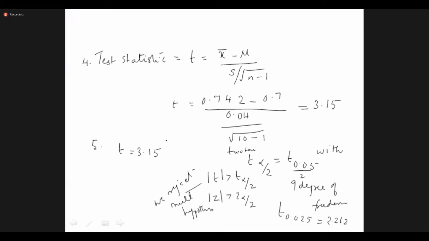Since 3.15 is greater than 2.262, we reject the null hypothesis, that is H naught such that mu is equal to 0.7. We reject that null hypothesis.